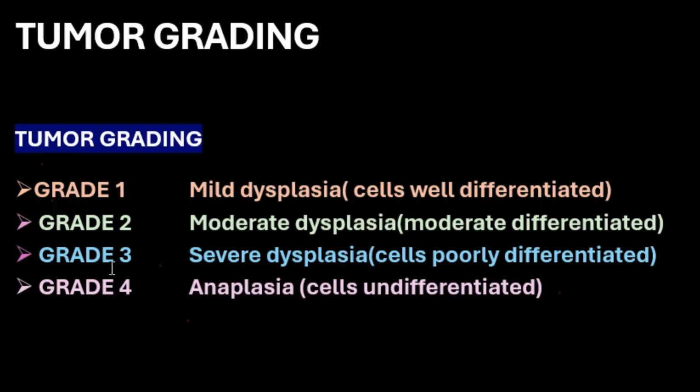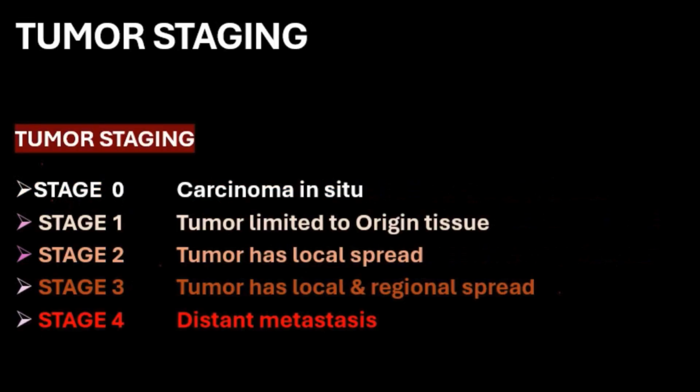Tumor grading. Grade 1, grade 2, grade 3, grade 4. Grade 1 mild dysplasia. Grade 2 moderate. Grade 3 severe. Grade 4 anaplasia, that is cells undifferentiated. Mild is cells well differentiated. Moderate is moderately differentiated. Severe is poorly differentiated. Anaplasia is undifferentiated.